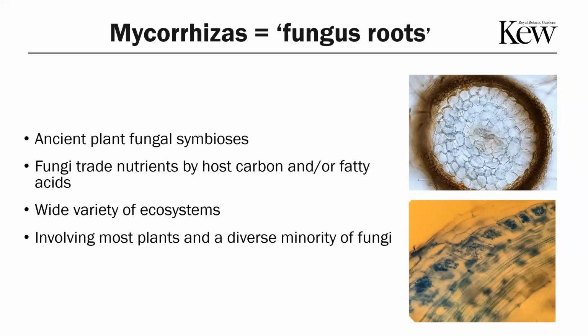And when I say a minority, they are in fact between 40 to 50,000 different species of fungi that form this symbiosis. But this is a tiny proportion of the number of fungi that we think exist in ecosystems, because the estimates are 2.5 million. So it's a tiny proportion that colonize roots of the vast majority of plants.